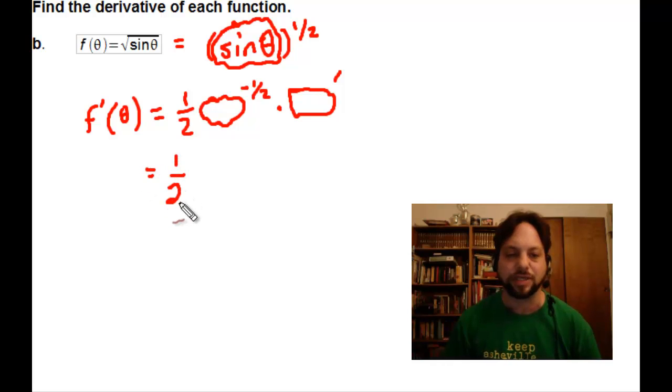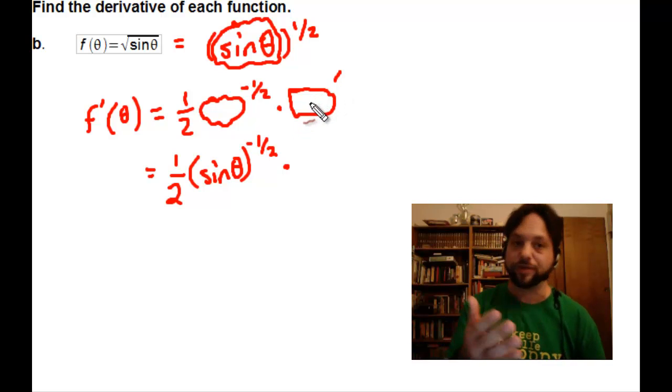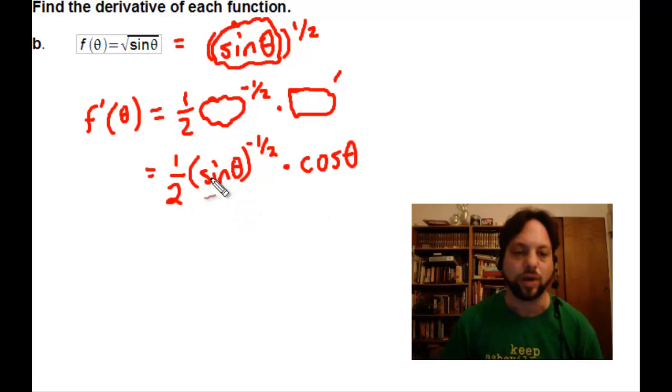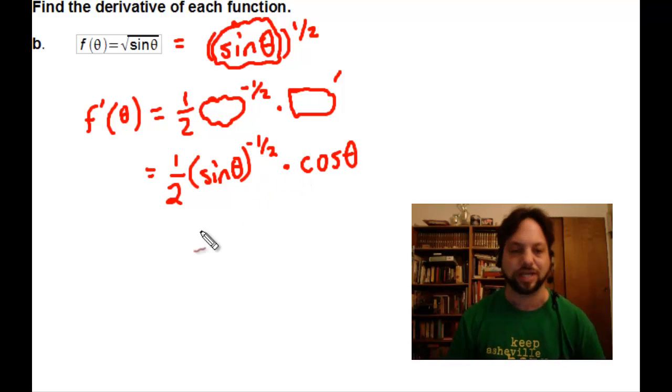If we fill in our pieces, of course blob is just sine theta, and we'll take that to the negative 1/2 power. But what is the derivative of the blob, or the derivative of sine theta, if you will? Of course, as you know, that's cosine theta. So there's our final answer, 1/2 sine theta to the negative 1/2 power times cosine theta.